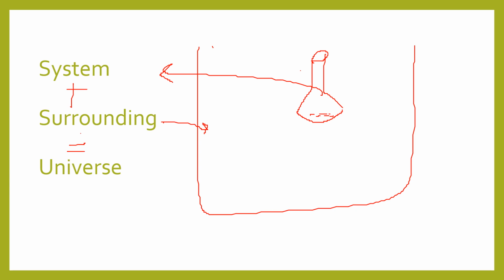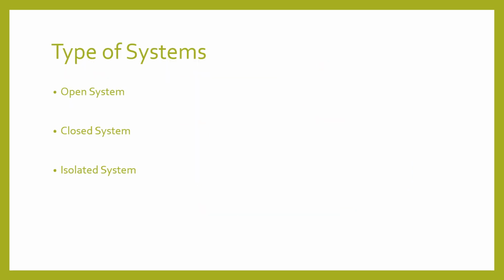I hope this is understood. I'll go on to the next slide. Let us now understand types of systems. There are three types of systems: open system, closed system, isolated system. Now, what is an open system, what is closed, and what is an isolated system?